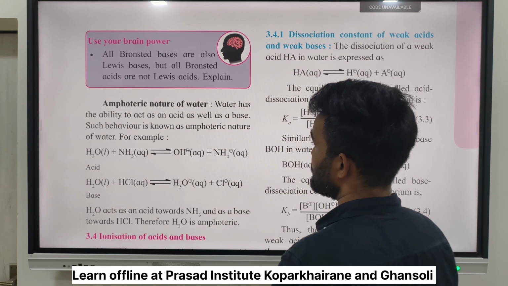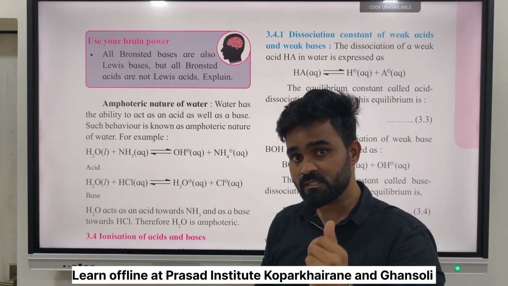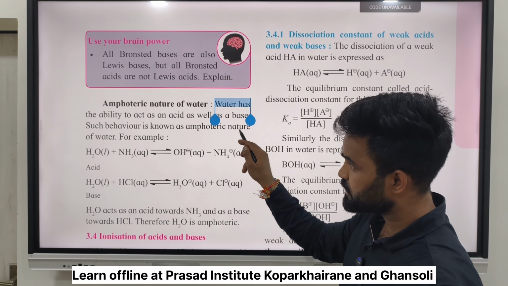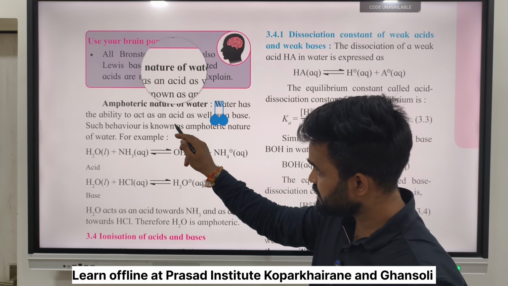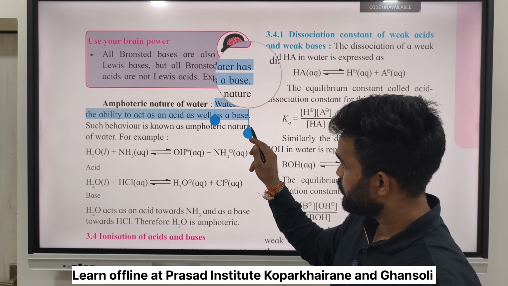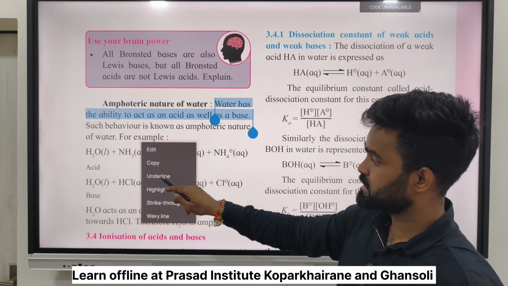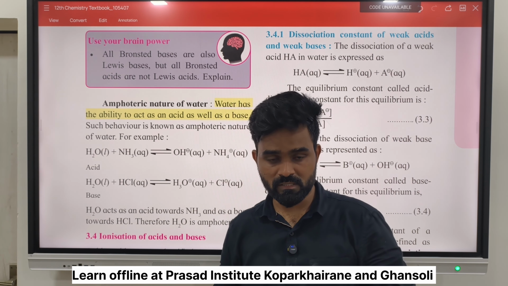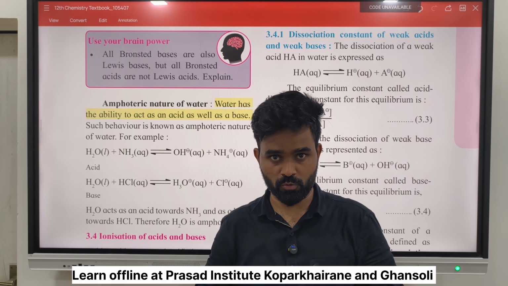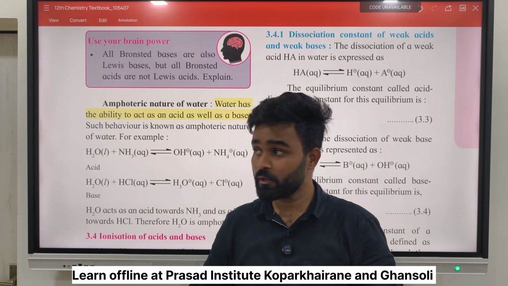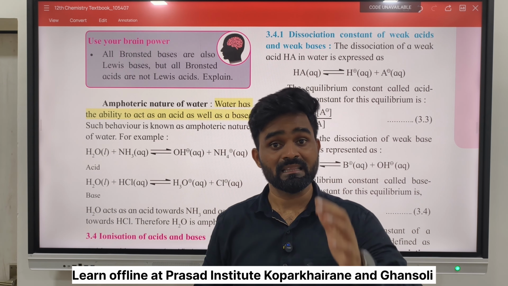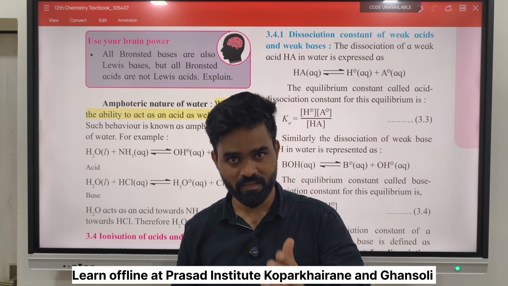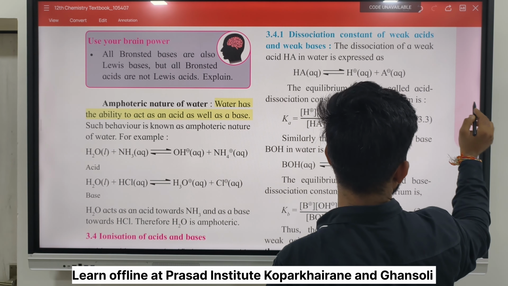First of all, what is meant by amphoteric nature? Amphoteric means dual nature. Water has the ability to act as an acid as well as a base. That nature is called amphoteric nature. Water has the ability to act as acid as well as base. That is known as amphoteric nature of water. Is it simple? Yes. So let's see how.